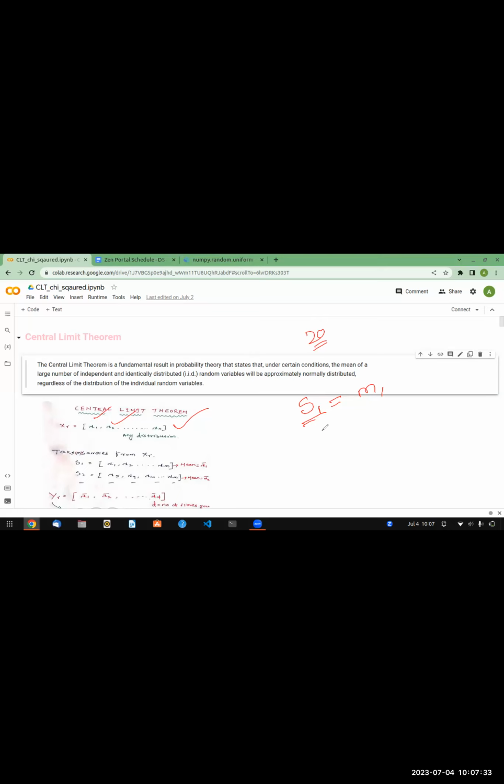And I have to repeat this d times. That means I will keep taking different samples with the same number of elements. So this is not M1, this is M. That means M is equal to 20 here. Making sense? Now I'll repeat this d times. That means S2, again I will take another sample with M elements. Again I will take another sample, S3, with M elements.